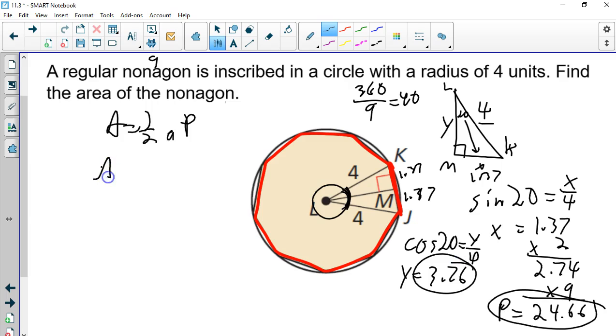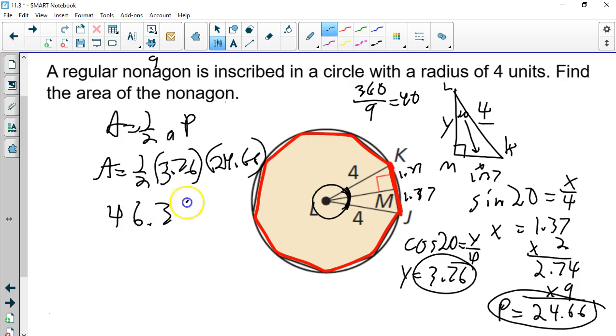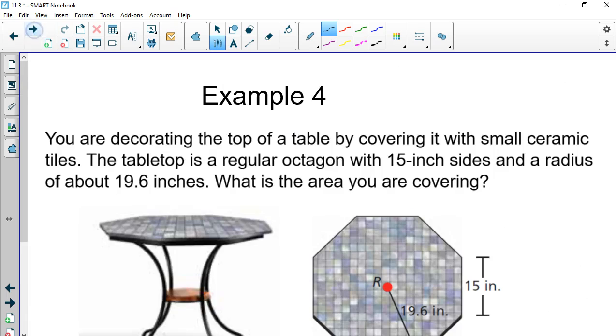So now, the area is 1/2 times 3.76 times 24.66. And that gives me 46.36 units squared. That's my area. A lot of work, but just step by step. Very simple calculations. Just got to work through it slowly.